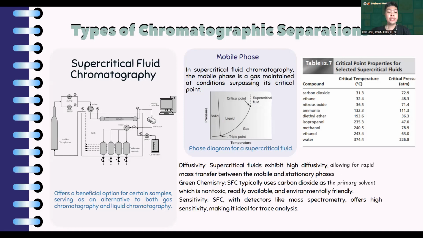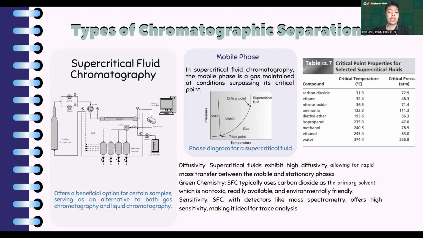For the sensitivity, supercritical fluid chromatography, when coupled with sensitive detectors like mass spec, offers high sensitivity for trace analysis of compounds. MS detection provides accurate identification and quantification of analytes with low detection limits, making it suitable for the analysis of complex samples containing trace levels of target compounds. The combination of SFC with MS detection enhances the analytical capabilities of the technique, allowing for the detection of analytes at concentrations as low as parts per billion or even parts per trillion.